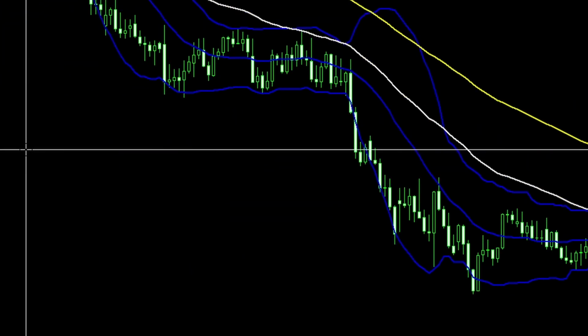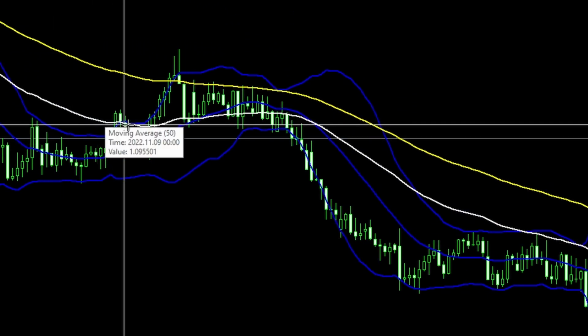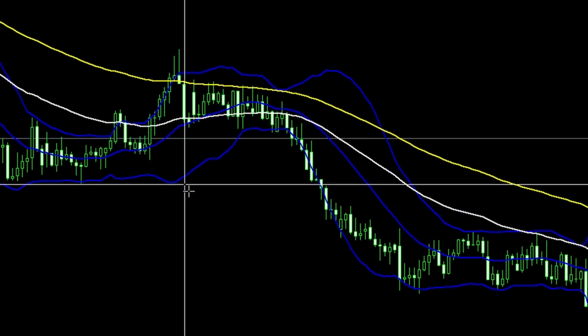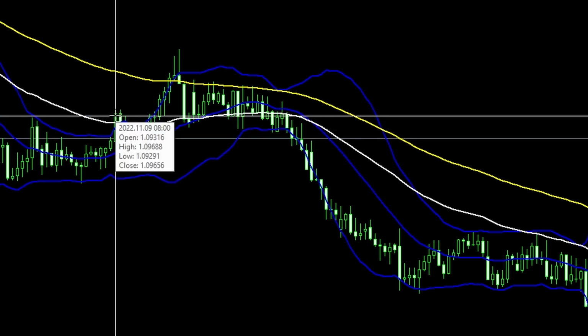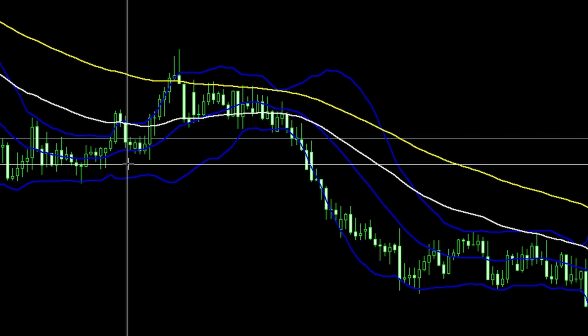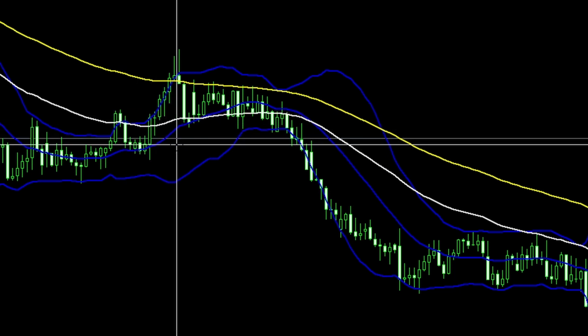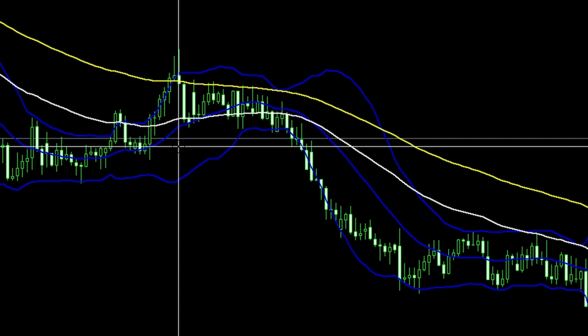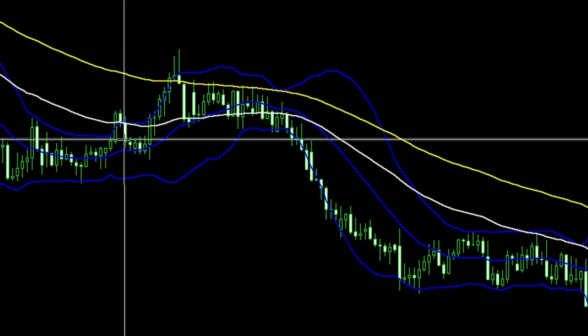Let's scroll backwards a little further. Here is another point, still in a downtrend. The 50 EMA is below the 100 EMA. And at this point, I have a candle that went above the upper Bollinger Band. I would have placed a stop order here, which, if I'd kept that in place, would have been executed on this candle.